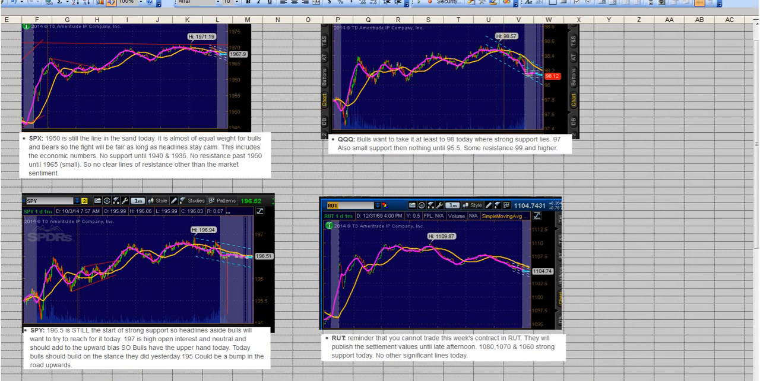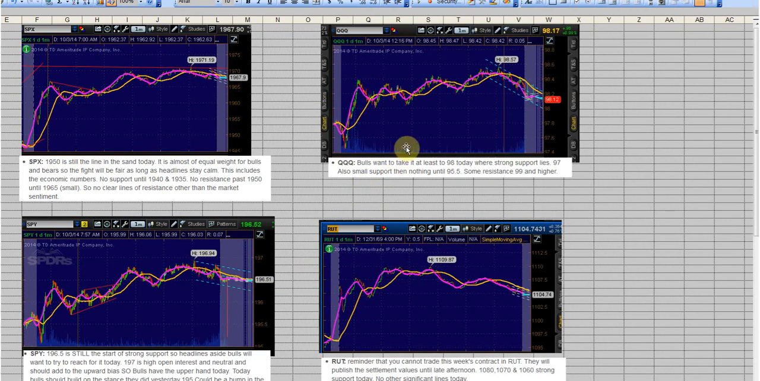So again, the SPY was an exact match to the range. So 196.5, and I said 197 should help, and they failed at 197 minus 6 pennies, and they closed in at 196.52. Missed it by 2 pennies. Loser. Okay. Triple Qs. I said bulls want to take it at least to 98 today.